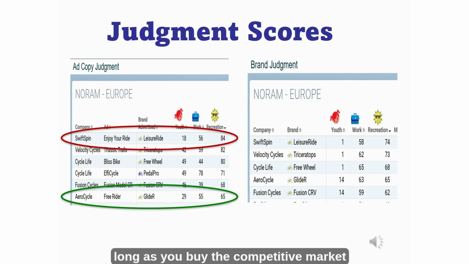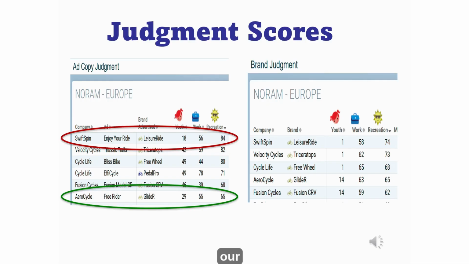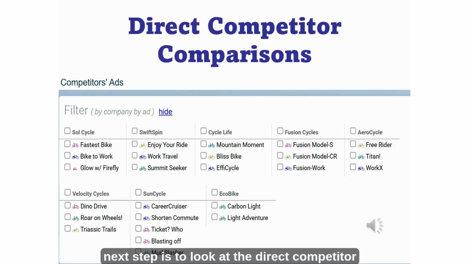As long as you buy the competitive market research, you get these judgment scores, and they're the best way to really modify your brands. You get to see how your ad directly compares to the competitors' ads and what the rank is. Same with judgment. Here we see SwiftSpin has an 84 on their ad judgment and AeroCycle has a 65. Our next step is to look at the direct competitor comparisons. And we can get this for both the ads and the brands for all the competitors listed out. That is, as long as we bought the competitive market research.